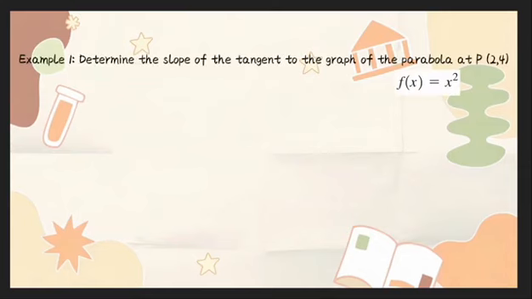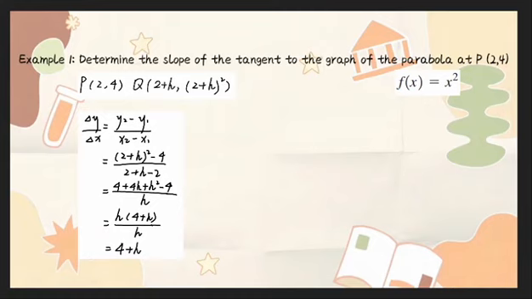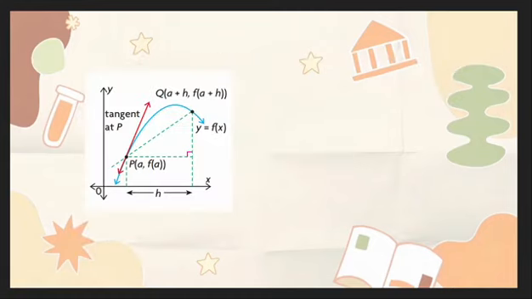To solve this question, we need 2 points, P and Q. So the slope of the secant PQ is. And finally, we get the answer, 4 plus h. When h approaches 0, the value of 4 plus h approaches 4, so the slope of the tangent at point 2, 4 is 4.